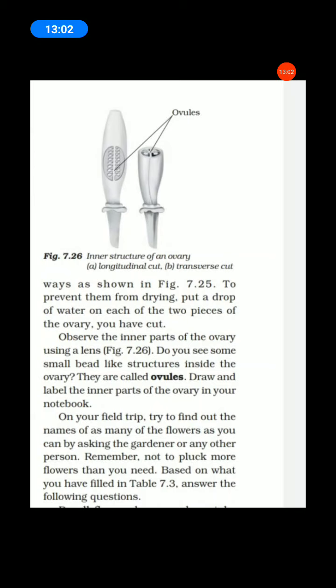In your field trip, try to find out the names of as many flowers as you can by asking the gardener or any other persons. Remember not to pluck more flowers than you need, based on what you have filled in table 7.3. Next class, all of you fill in table 7.3.